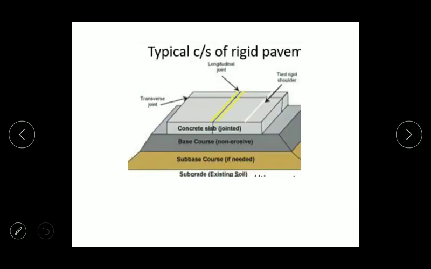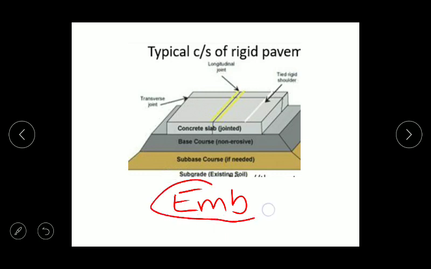And next, coming to the typical cross section of the rigid pavement. Here in rigid pavement, if required, if there is a higher water table, they will provide an embankment; or else they may not provide an embankment. In this typical cross section of rigid pavement, there is a subgrade which is the existing soil. Above that, a sub-base course which is a granular layer, which they may or may not provide in a rigid pavement.